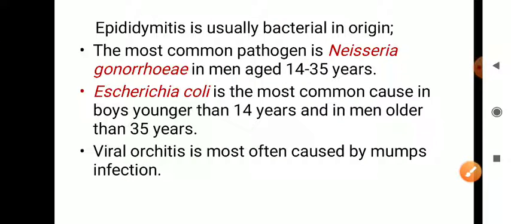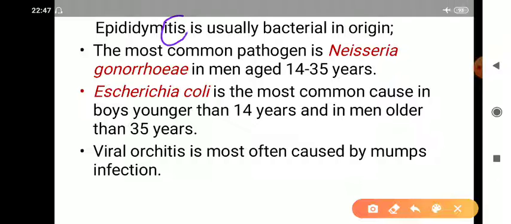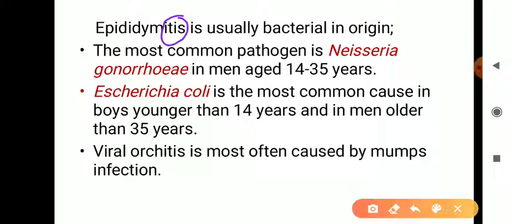So what is epididymitis? Itis is related to infection. Itis means infection, and epididymis is a part of the male reproductive system. So epididymitis is usually of bacterial origin. It is only of bacterial origin.